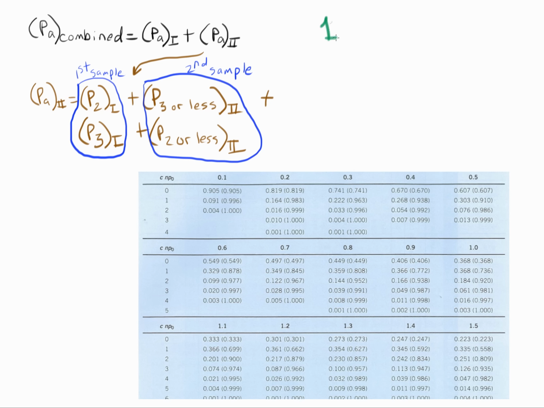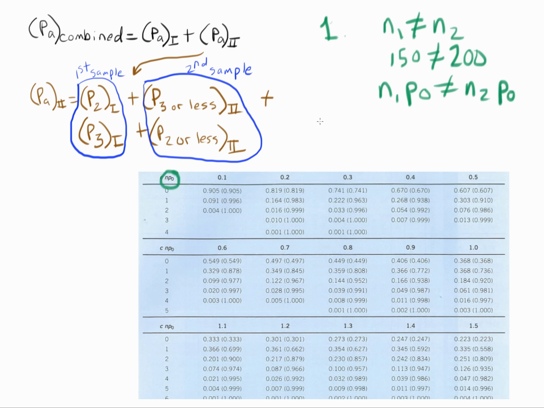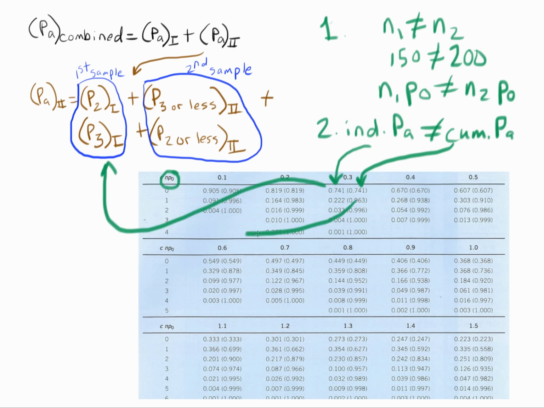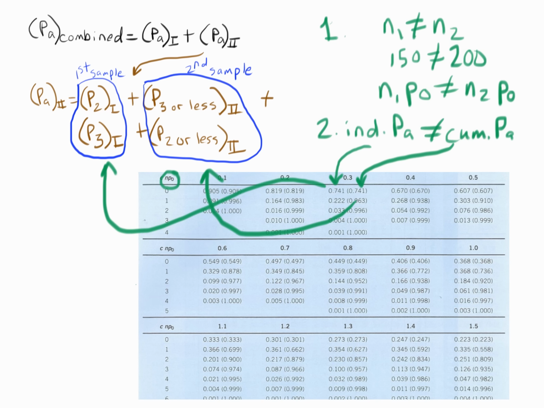Now I just have two words of caution that'll hopefully keep you out of trouble. The first is to watch out when the two sample sizes are different, as they are in this case, because you're going to be using those sample sizes to determine the numbers non-conforming as you look up the probabilities of acceptance. The other word of caution is that you'll be looking at two different probabilities of acceptance. The first is the individual probability of acceptance, which is different from the cumulative probability of acceptance. These individual probabilities of acceptance will be used for the first sample, whereas the cumulative probabilities of acceptance will be used for the second samples.